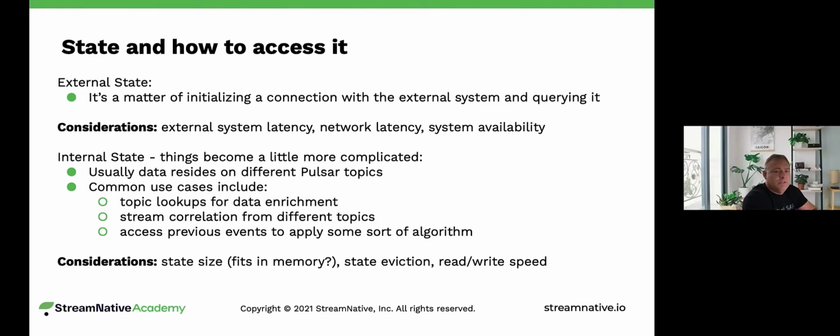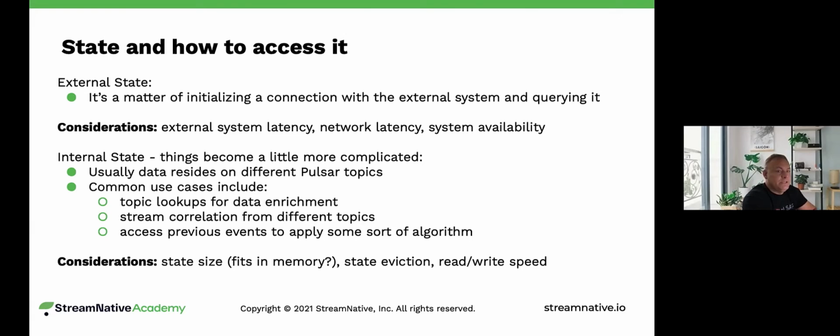Some of the common use cases for internal state are topic lookups for data enrichment, stream correlation from different topic IDs, or access to previous events to apply some sort of algorithm. So if you're trying to do stateless processing, but you need access to previous events that came into the system and exist inside a Pulsar topic, that's a case where you have to go back and get this sort of thing.